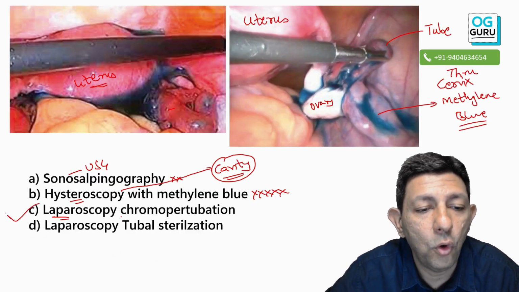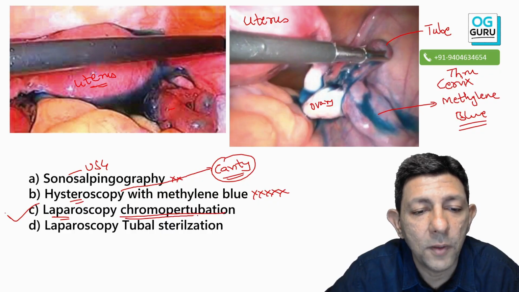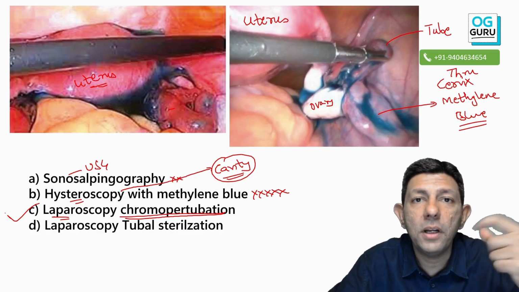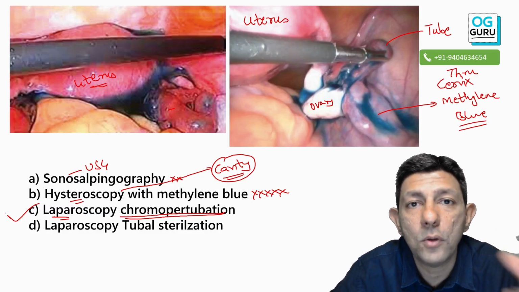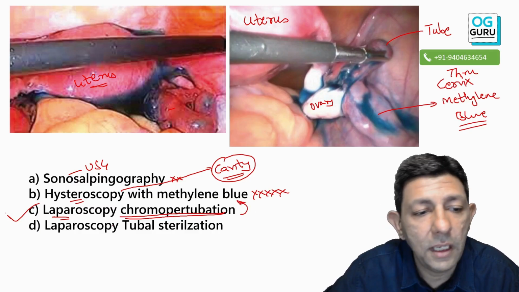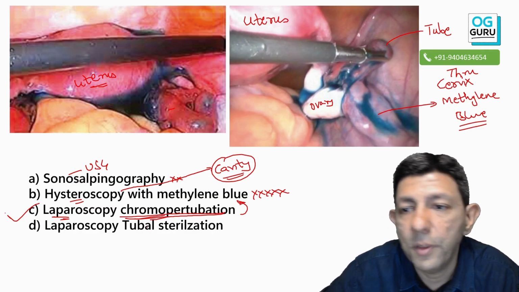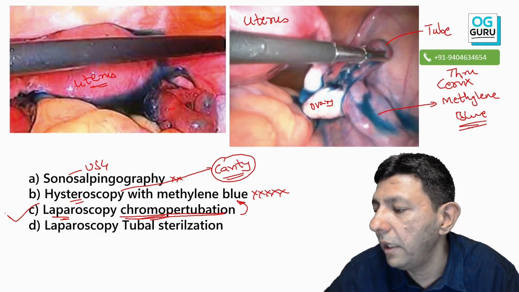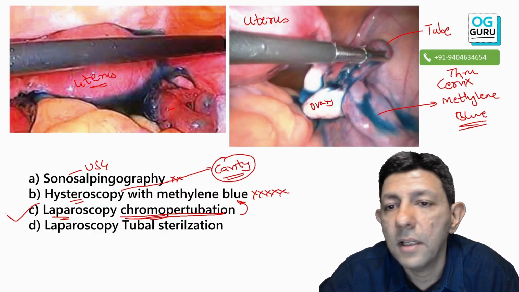laparoscopy chromopertubation. Chromo means color, pertubation means to put it through the fallopian tube. So laparoscopy chromopertubation, of course, is done with methylene blue dye, with the help of methylene blue dye only.